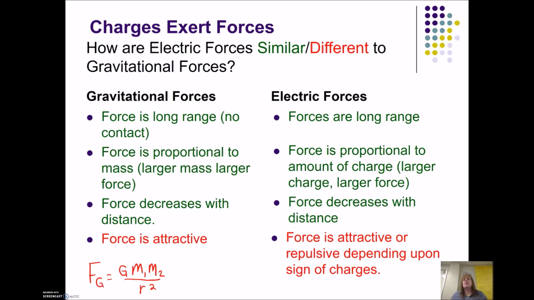For electric forces, the forces are also long-range forces. Remember that when we were playing with the electroscope and I brought the charged rod near it, it didn't need to touch it in order to force those leaves apart. So there doesn't have to be contact for an electric force to exist. Electric forces are proportional to the amount of charge. The more charge I put on an object, the greater the force is. But the force also decreases with distance. The more I move away, the weaker that electric force gets.